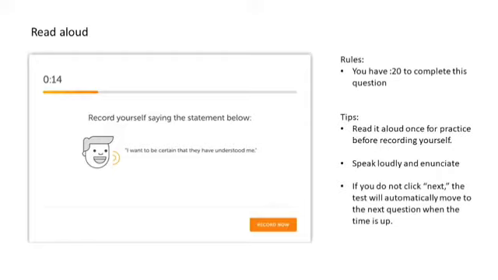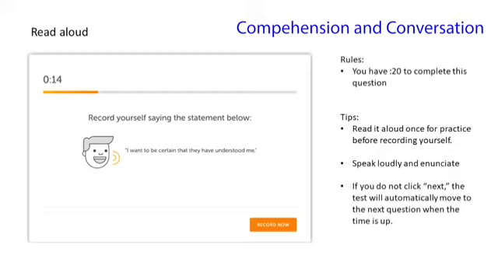This read aloud question, asking you to record yourself saying the statement below, is testing your comprehension and conversation skills. Notice you have 20 seconds to complete this question type. So the advice is to read it aloud once for practice before you press the record button. That way, you've gone through it once and you know what it says. Remember to speak loudly and enunciate your syllables.